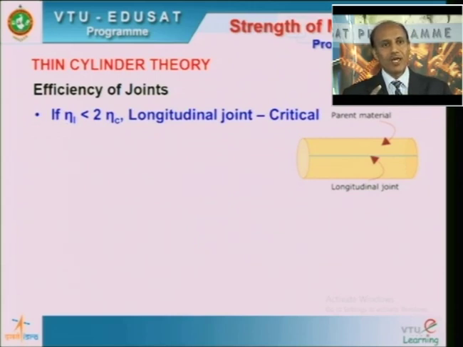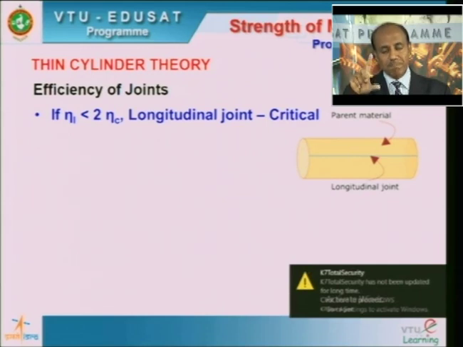With this understanding, we have a very important connection here. If the efficiency of the longitudinal joint is less than 2 times the efficiency of the circumferential joint, then please understand the longitudinal joints are more critical. That means there is every tendency or possibility that the longitudinal joint is going to fail. The circumferential stresses are the ones which try to rupture the longitudinal joints. This is very, very important.